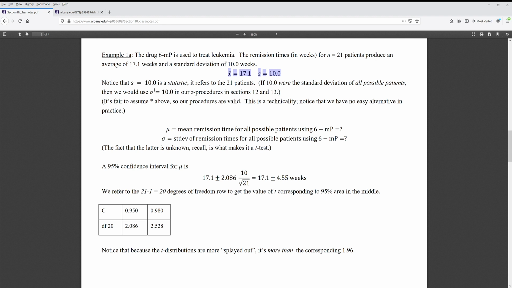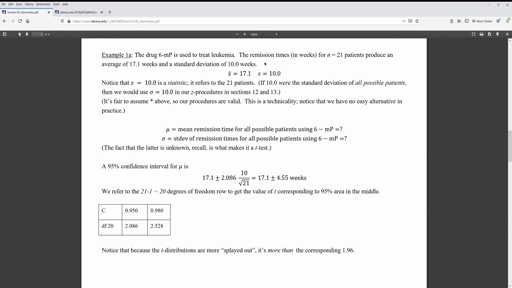Again, notice that both x bar and s are statistics. They refer to the sample. They refer to the 21 patients. So if this were a problem from section 12 or 13, they would say assume that the standard deviation of all leukemia patients is so-and-so weeks. That would be our sigma.